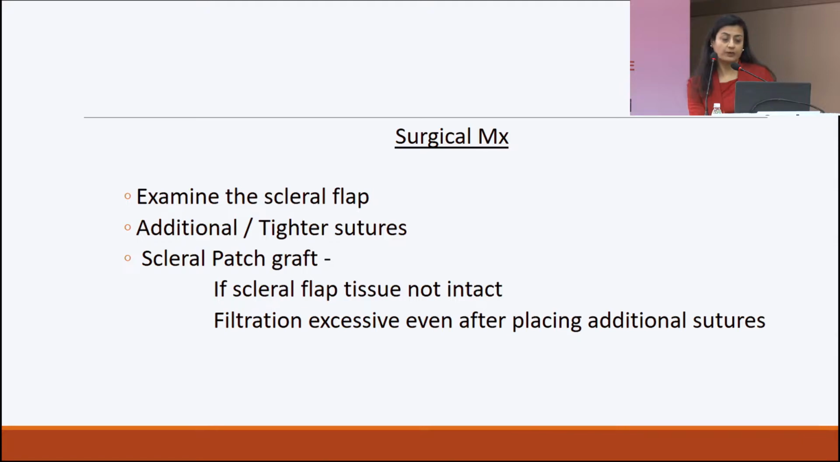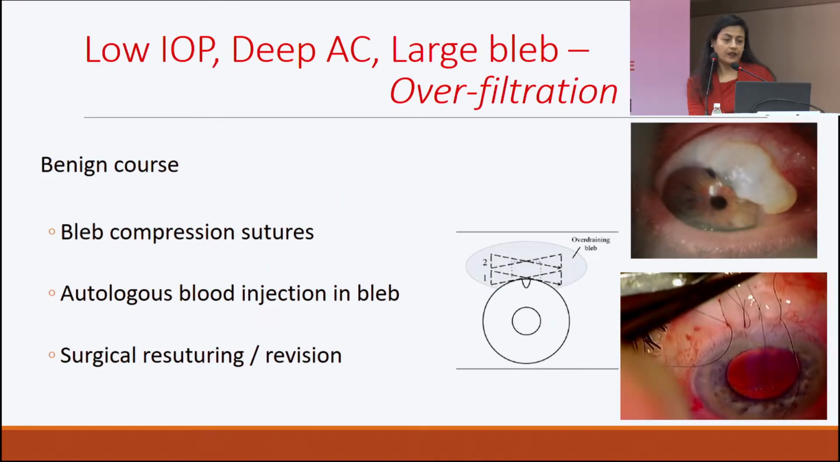You have to open the conjunctiva and see the scleral flap and see what is the status of the suturing there. You might have to tighten the sutures which are there, maybe take additional sutures, or if there is a scleral tear, dehiscence, a scleral hole, then you might even have to take a scleral patch graft to close that area of excessive filtration. Overfiltration can also be there with low pressure, hypotony, but a deep AC and a large bleb.